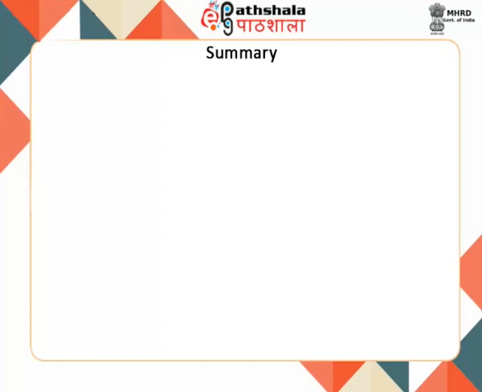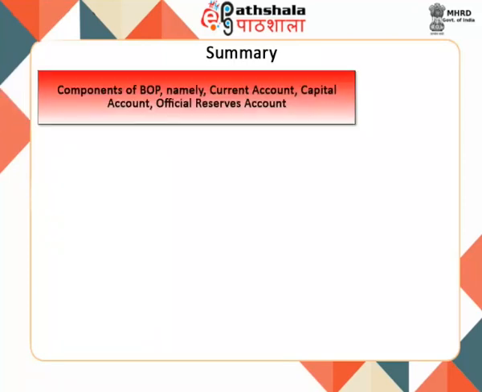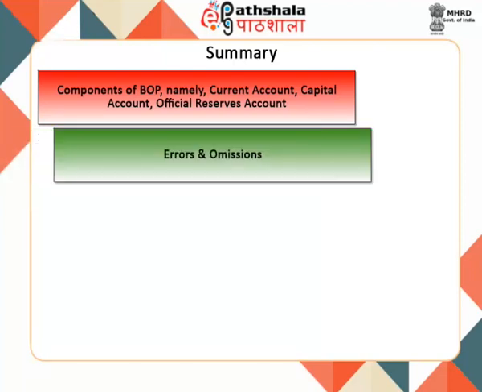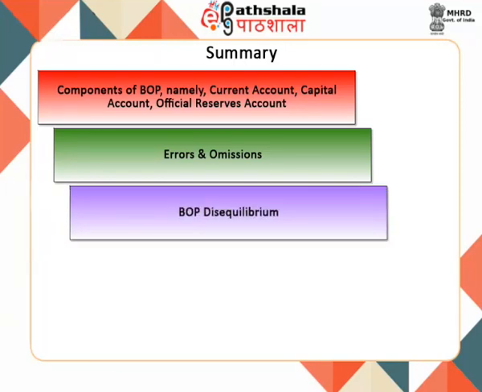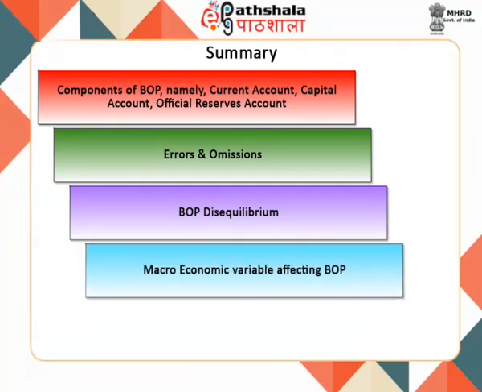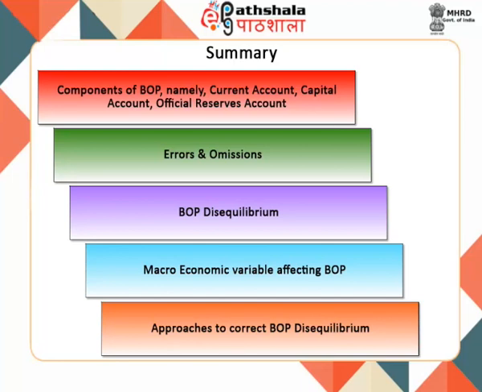Let us now recapitulate what we have studied in this module. In this module, we have learnt about the BOP and its components, namely the current account, the capital account, the statistical errors and discrepancies, and the official reserves account. We have also discussed the BOP disequilibrium, the macroeconomic variables causing disequilibrium, and the various approaches for its correction. These are the classical view, the elasticity approach, the Keynesian approach, and the modern approach.